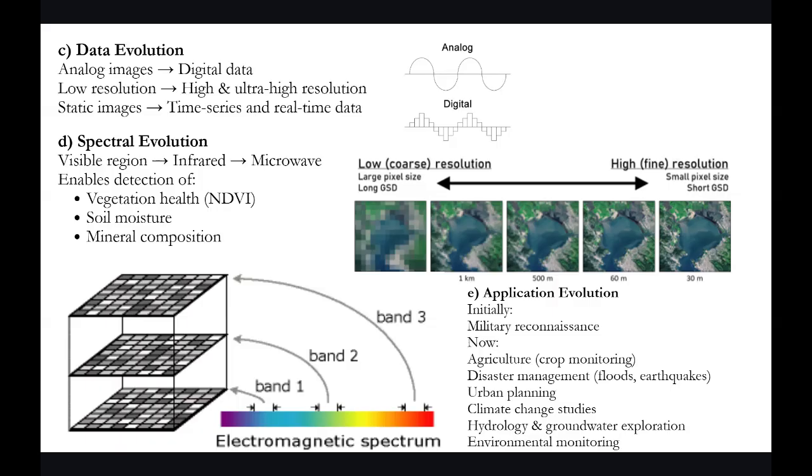For example, if I want to monitor health of vegetation or density of vegetation or growth stage of vegetation, then I can utilize this infrared data in association with visible spectrum to study the health of the vegetation, what we call normalized difference vegetation index or NDVI.